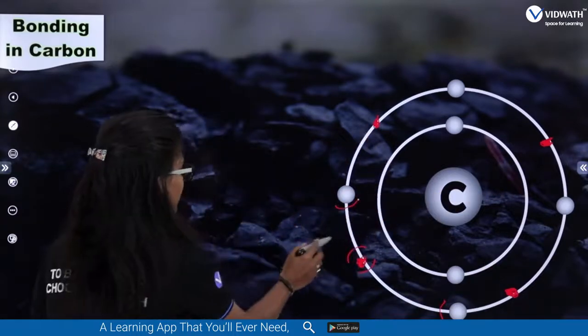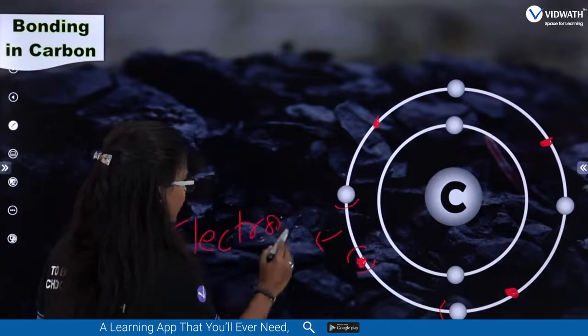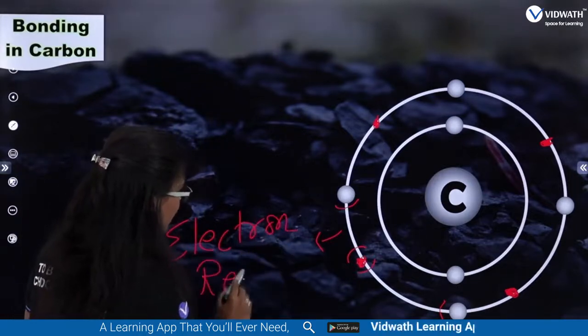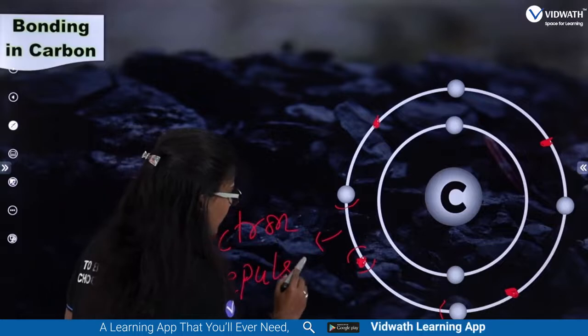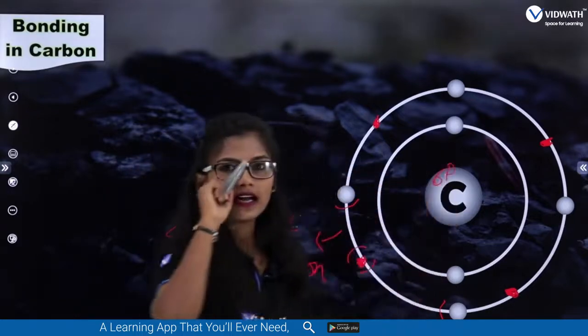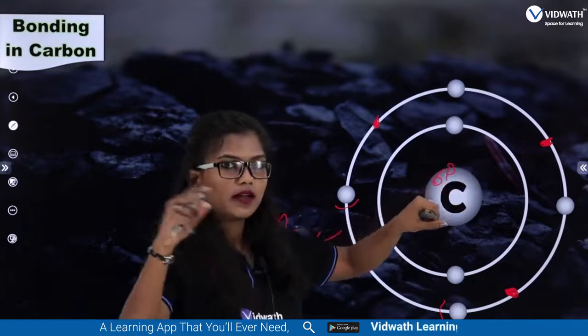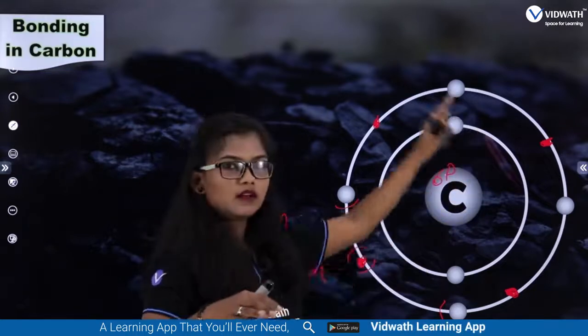So what is the first thing? It leads to electron repulsion. Clear? Whereas the other thing is, how many protons do we have? We have 6 protons in the nucleus, right? And these protons and neutrons are the ones which hold the electrons without repelling each other.